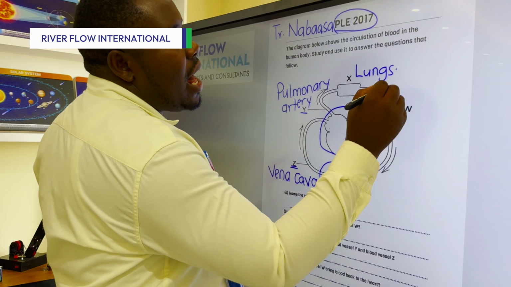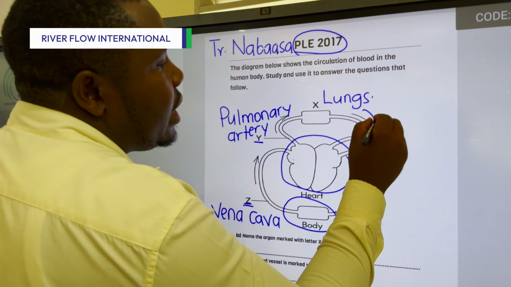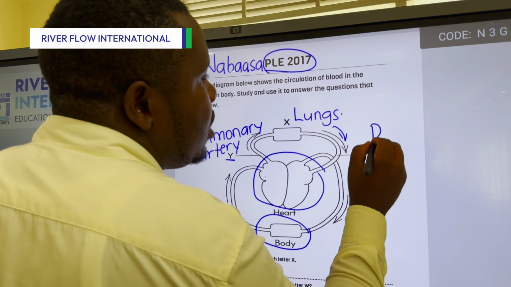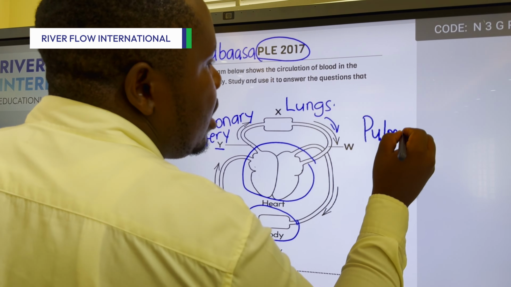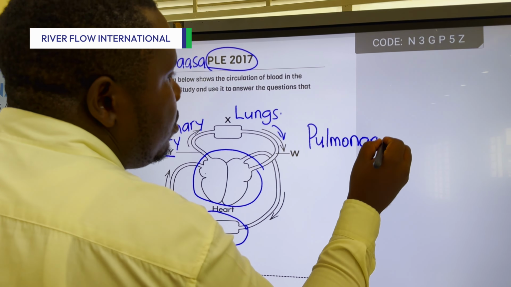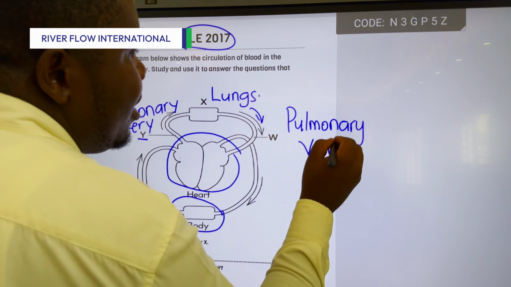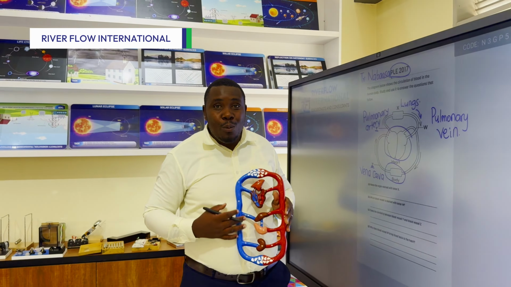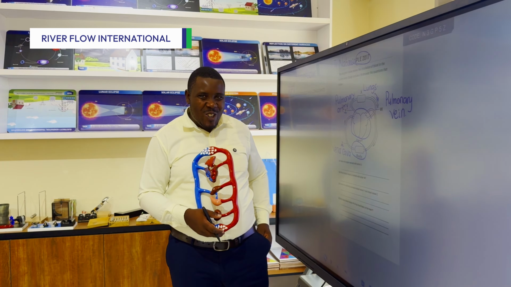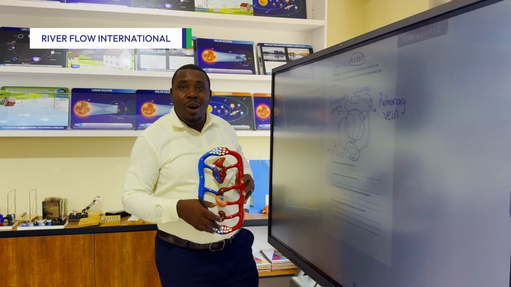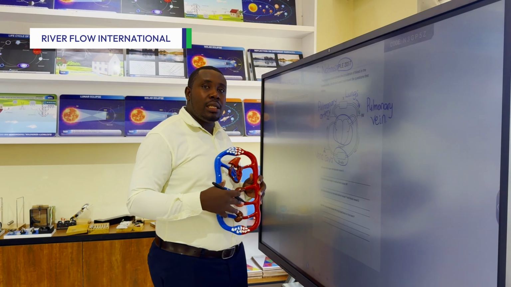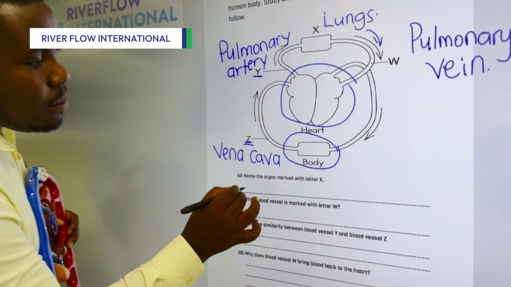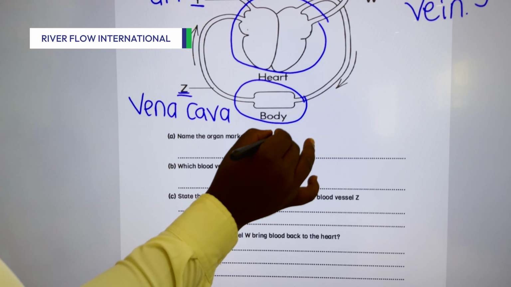But then we also have another vessel which is bringing blood from the lungs back to the heart, and we know that it is pulmonary vein. Now, a learner must have understood the concept of blood circulation to be able to answer a question like this. And that's why a teacher may need models such as this to help learners comprehend. Now, let's get to the questions. Question A says, name the organ marked with the letter X.